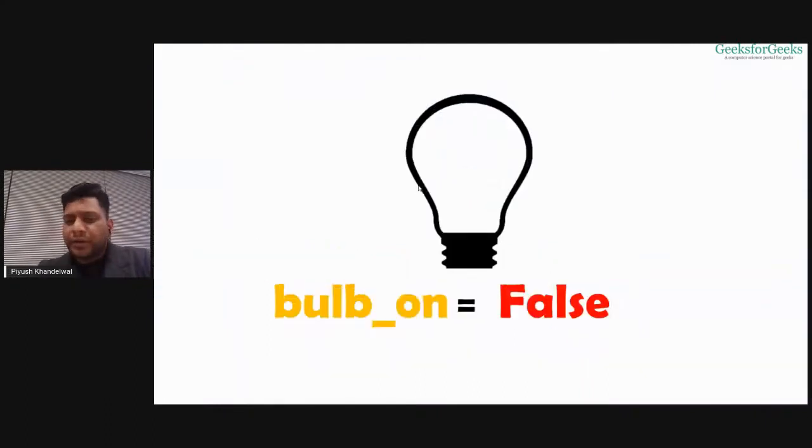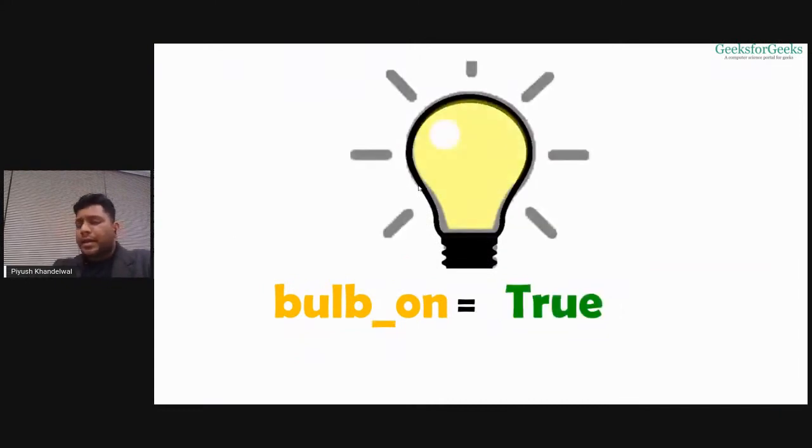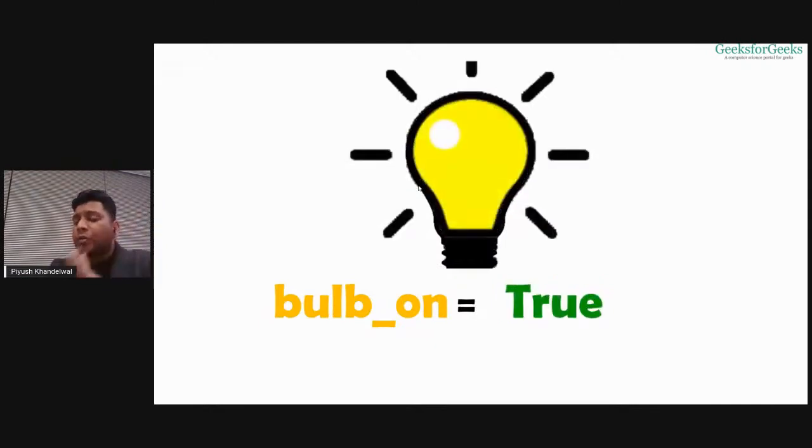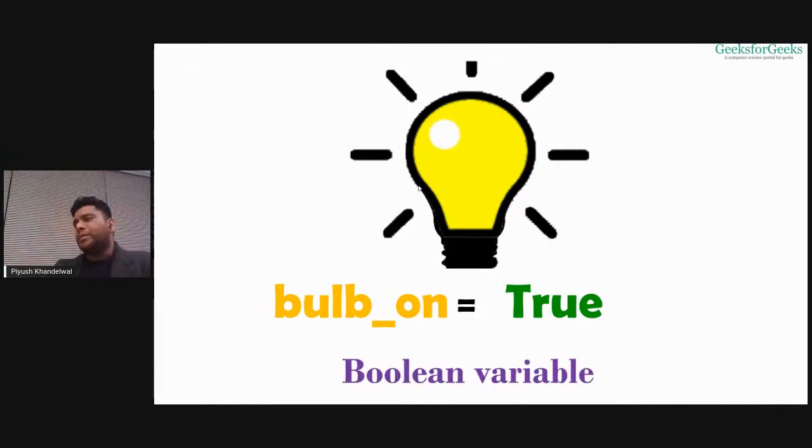Okay. Now just have a look at this variable bulb_on. This bulb_on variable can have only two values, either True or False. Can this bulb_on variable have any other value? It can either be True or it can be False, right? When the bulb is in on state, it will have value True. When the bulb is in off state, it will have value False. It cannot have any other value, right? So when we have variables which can have only two values, True or False, or which can have only Boolean values, these types of variables are called Boolean variables.